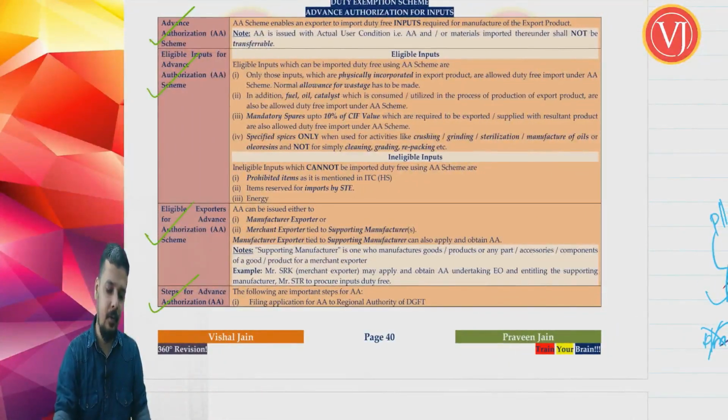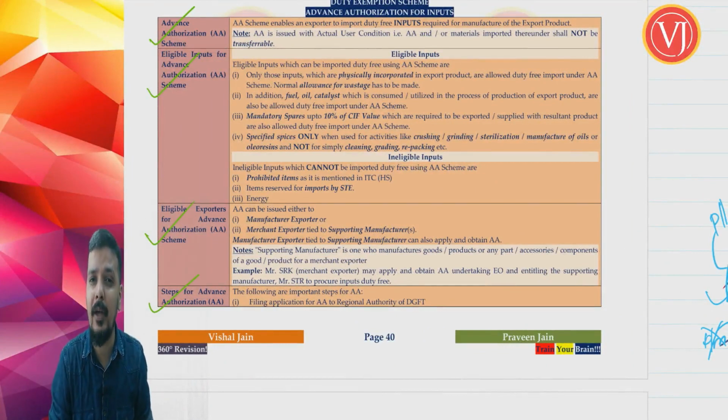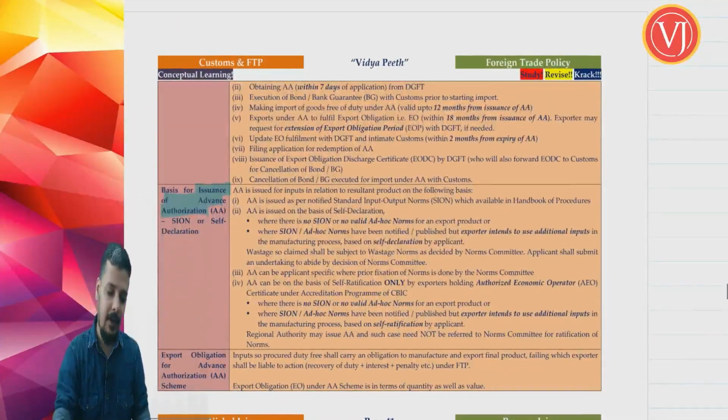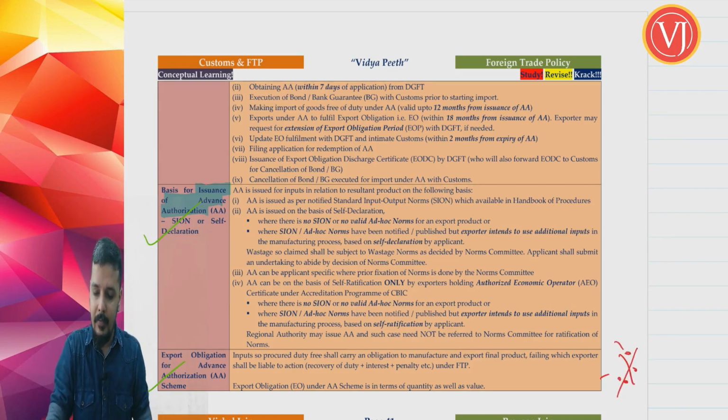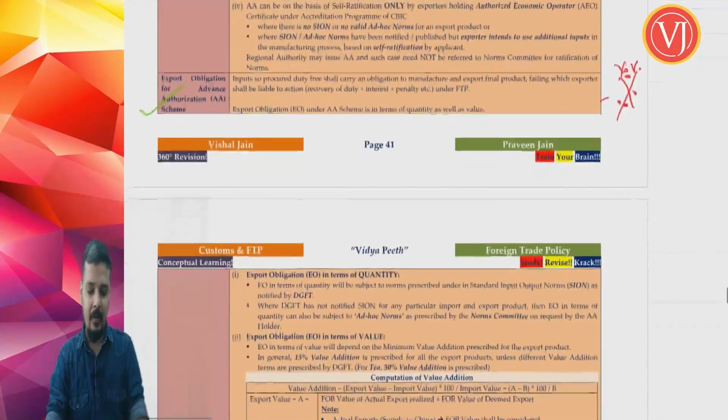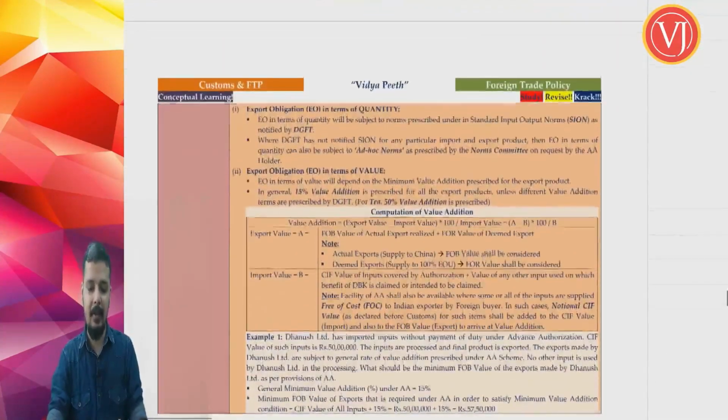Friends, our discussion is only and only about advance authorization as of now. Finally, once we are done with advance authorization, a simple comparison will help you out. Now friends, the basis of issue of advance authorization is also done. Now the most important thing that comes up is fulfilling the export obligation. This happens to be the most important thing. If you don't fulfill the export obligation, duty will be recovered along with interest and penalty, plus other proceedings will also start. Now you have to fulfill your export obligation within a particular point of time.